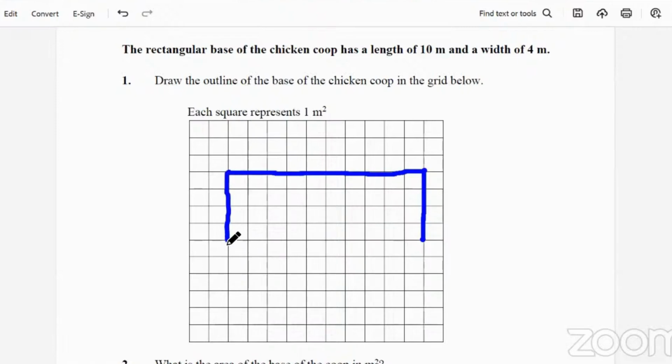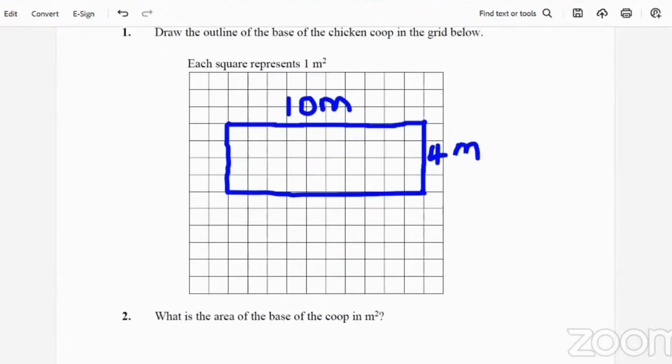And like I said, guys, you could have done it anywhere within this grid. As long as the length is 10 and the width is 4, you could have placed it anywhere. Okay, so this is 10. And this is 4. Okay, so this is the rectangular base for mine. All right, so there you have it. That takes care of question 1. Let's get to question 2.